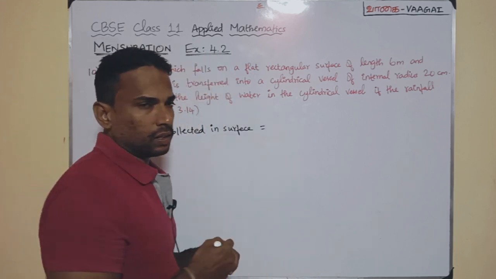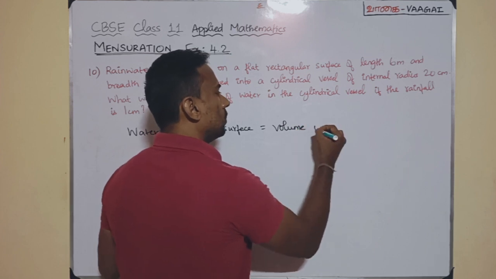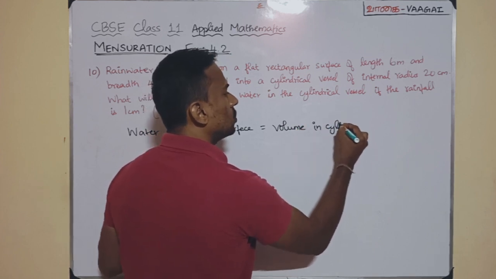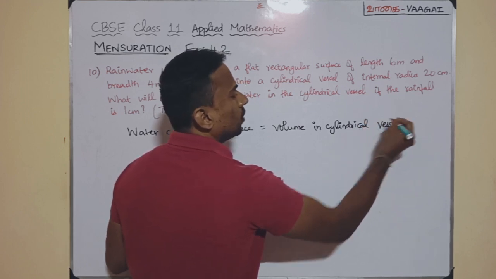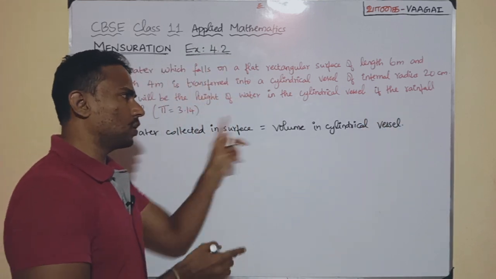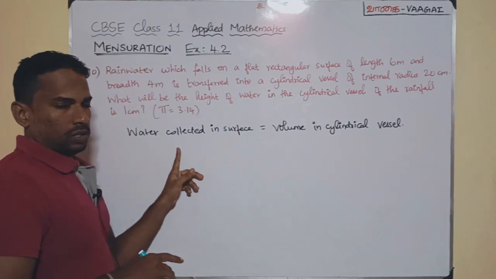So I'll take the volume of water collected in the cylindrical vessel. Both these volumes must be equal, is it or not? Because the same content of water is transferred from here to here. That's it, very simple. Now let's clearly look at the left hand side.